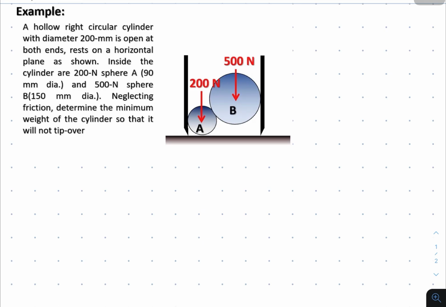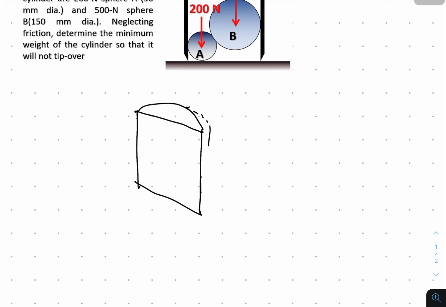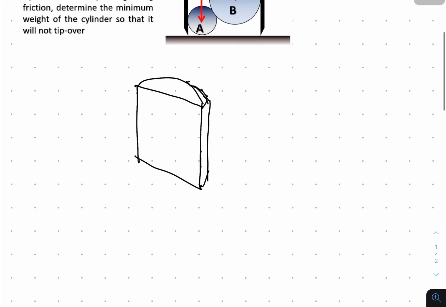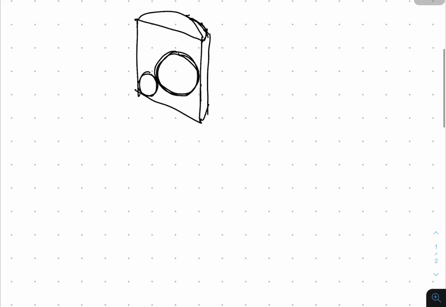So this one here is the cylinder. This is just the sectional view that we saw. So it's actually like this one. Something like that. Here is the first cylinder, then the second, the spheres, something like a view.